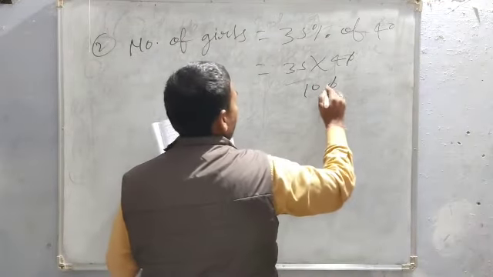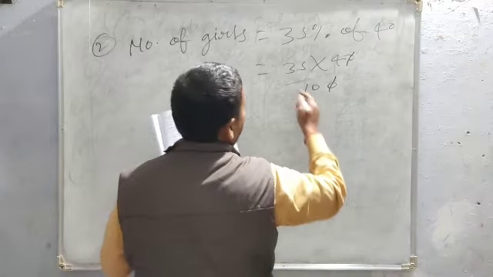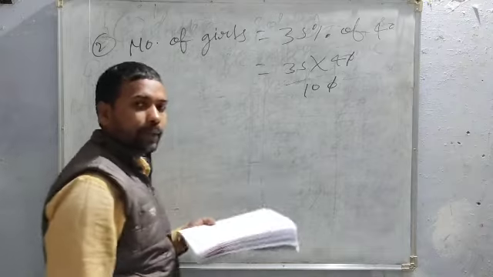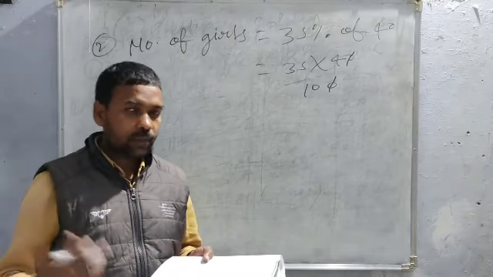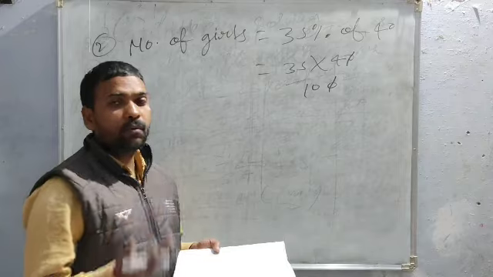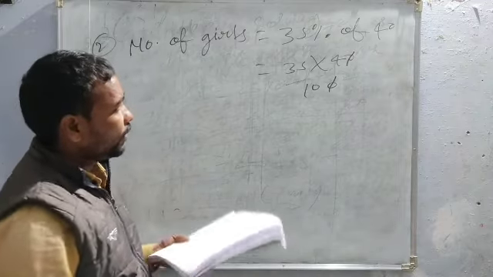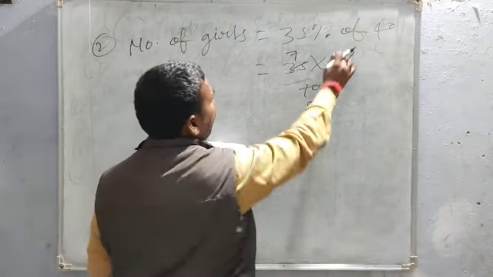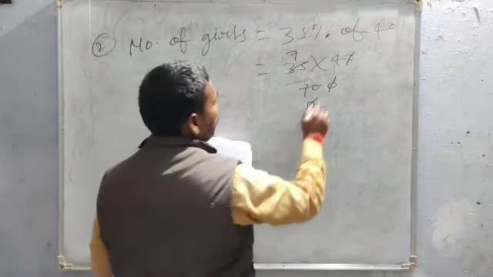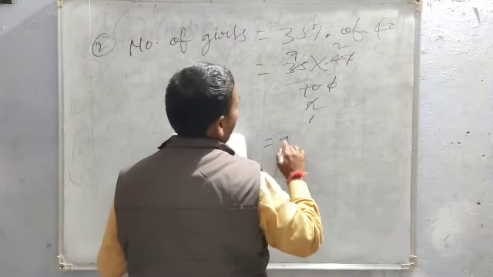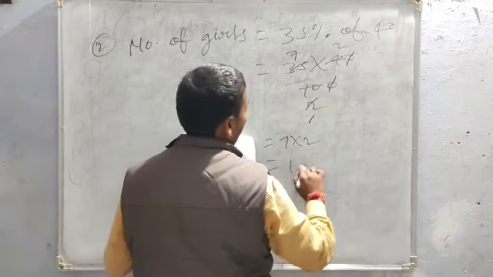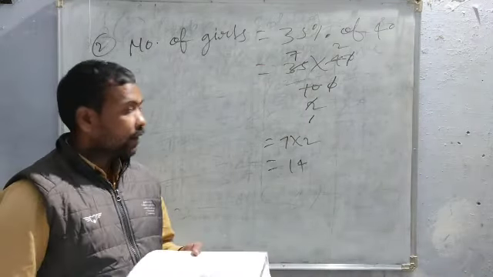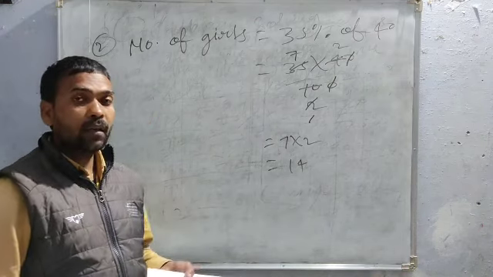So 0 and 0 can be cancelled and you can divide by 5. 35 and 10 both are divided by 5, children. You know the test of divisibility: the number which having one's place 0 or 5 is divisible by 5. 5 7 ja 35, 5 2 ja 10. Now 2 and 4 both are divided by 2. 2 1 ja 2, 2 2 ja 4. That is 7 multiply 2, that is 14. So number of girls in that class are 14.